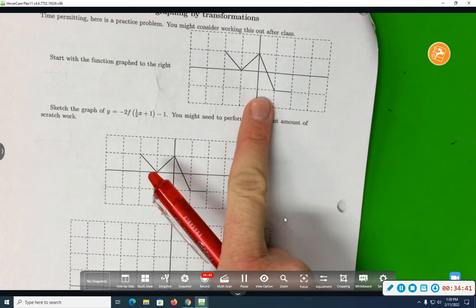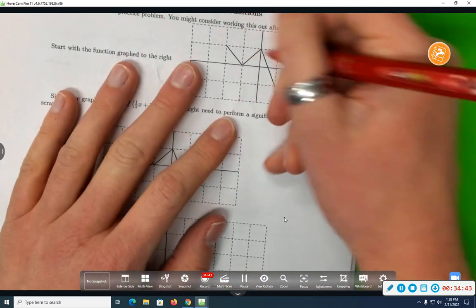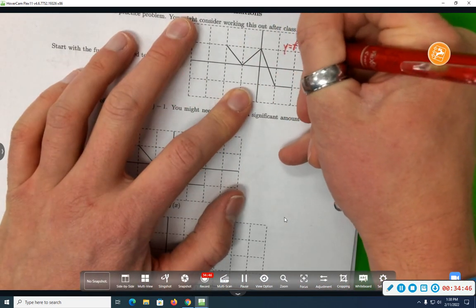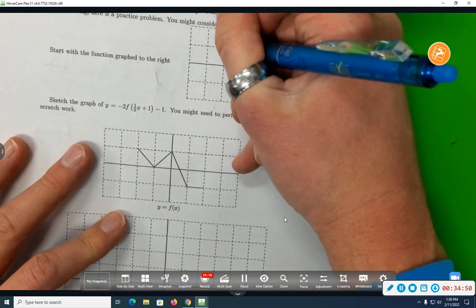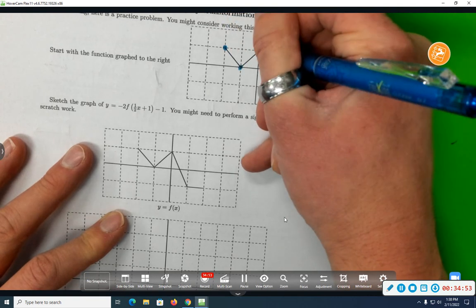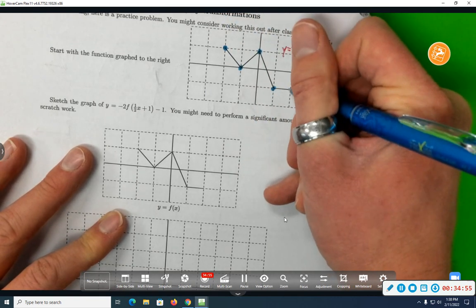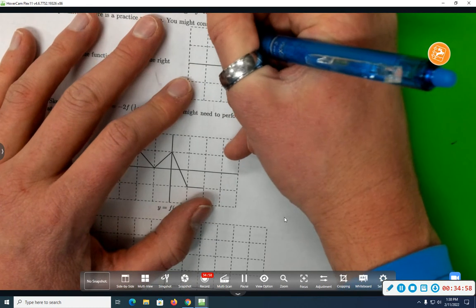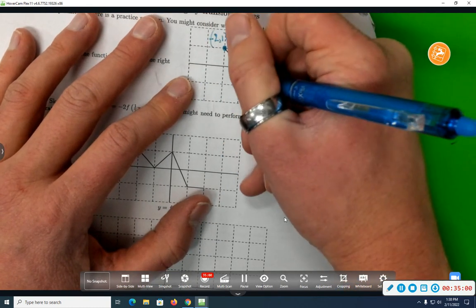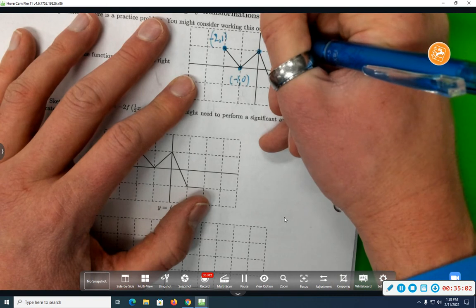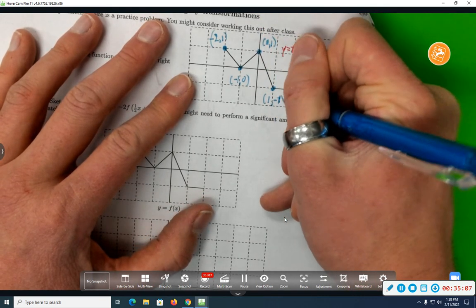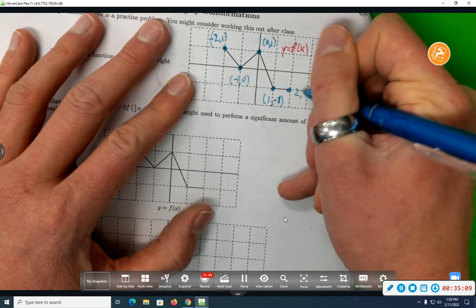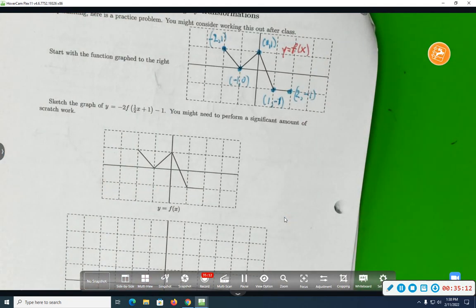So here is the graph of a function. Here is the graph of y equals f of x. Go ahead and advertise some endpoints, points where something interesting happens: -2, 1; -1, 0; 0, 1; 1, -1; 2, -1. So here's the graph of a function.